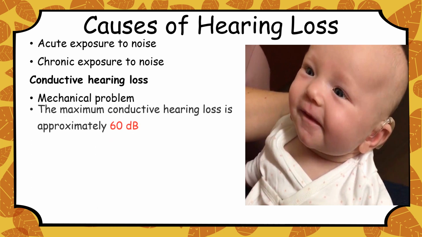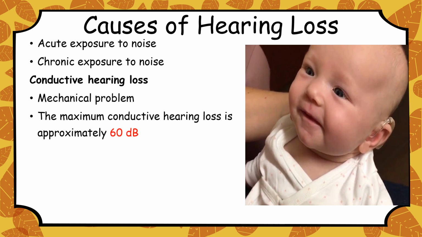There are two types of hearing loss. One is conductive hearing loss. It is a mechanical problem. The maximum conductive hearing loss is approximately 60 decibels. Any disease process which interferes with the conduction of sound from the external ear to the cochlea, the inner ear, causes conductive hearing loss.